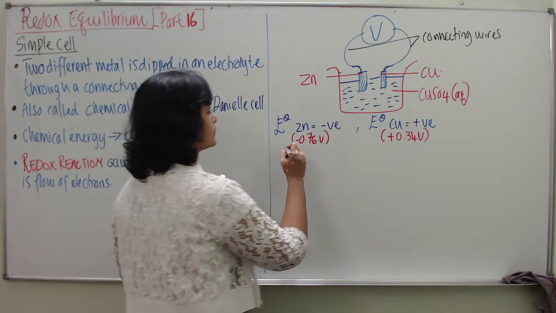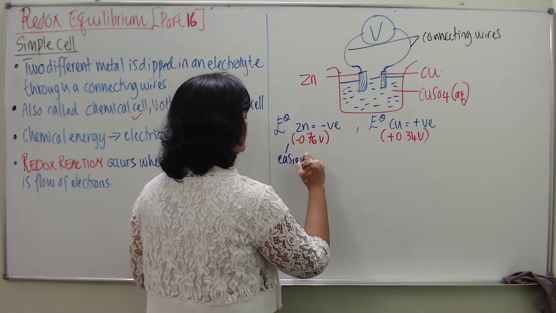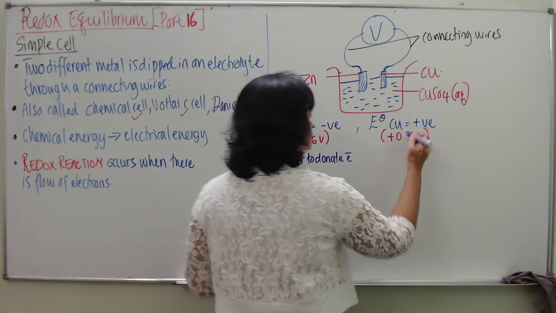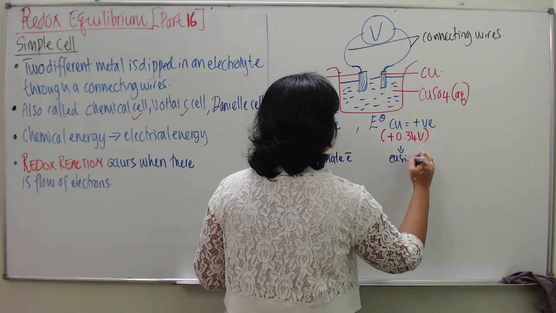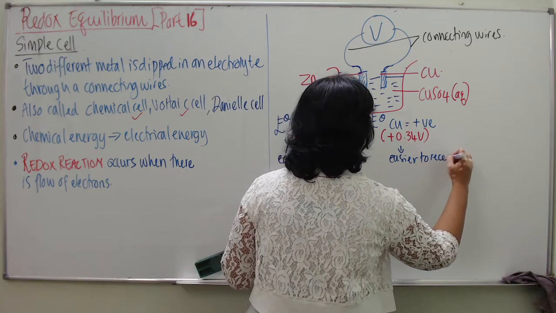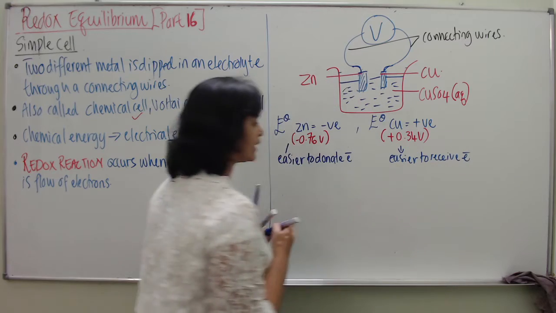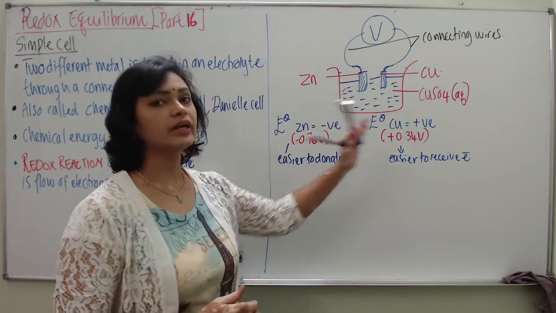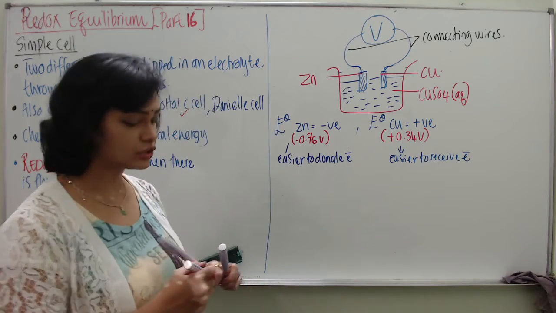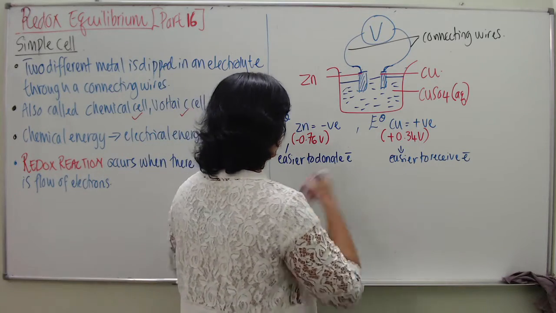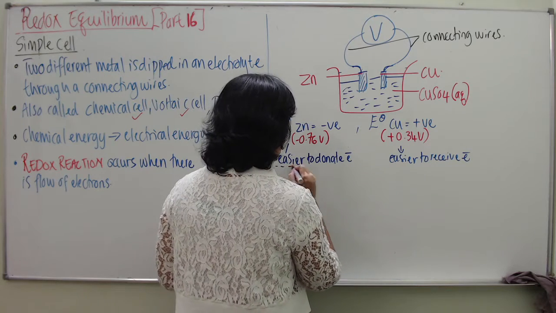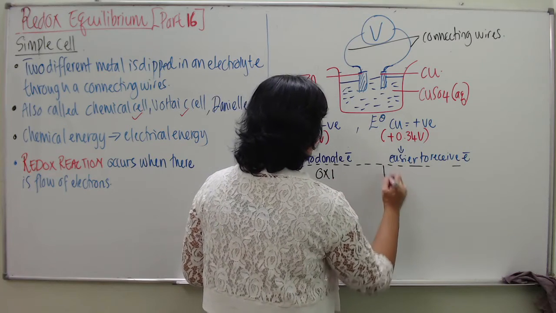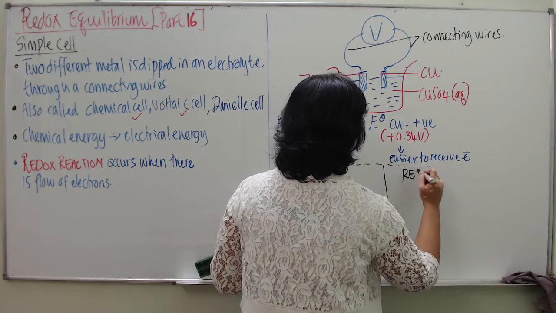What does it mean? Zinc will be easier to donate electrons. So copper will be easier to receive electrons. So that is the meaning. From here we can start our oxidation and reduction process. Let's see who goes through oxidation and who goes through reduction.